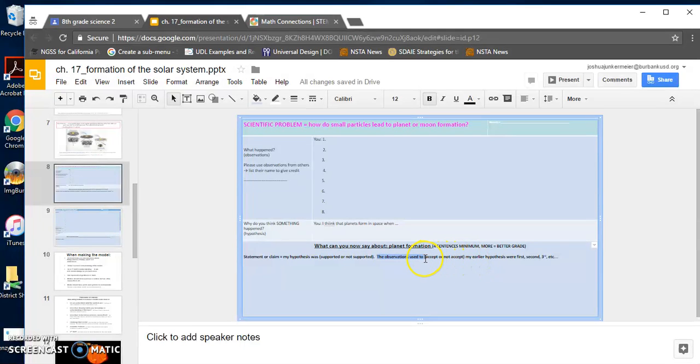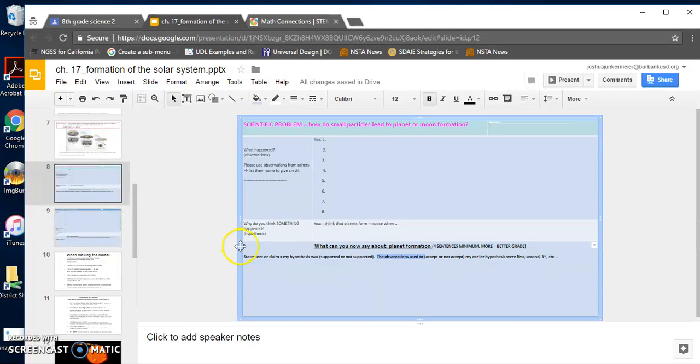It says the observations used to accept or not accept my earlier hypothesis were first, second, third. You start explaining why you supported your hypothesis or why you didn't based on your observations. If you say your hypothesis was supported, but all your observations don't help support it, then you're not finding a connection between your hypothesis and your observations. No matter what, whether your hypothesis is right or not, you need to connect it to the observations.